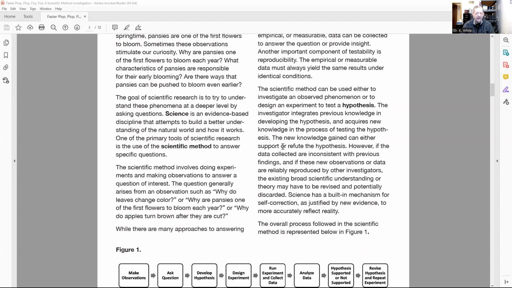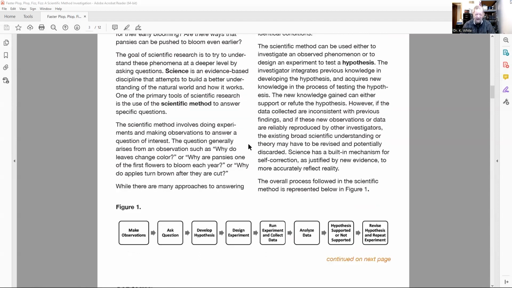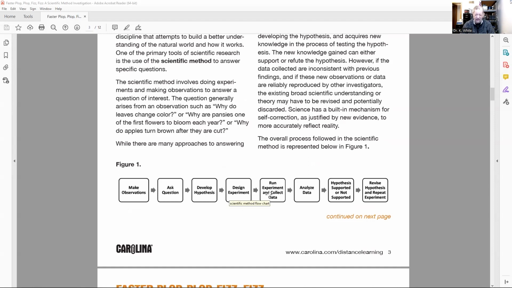Well, here you're trying to answer a question. You form a hypothesis that you think explains what's happening. And you design experiments to test that. You run the experiments, you analyze the data, you see if it supports your hypothesis, and if it does, you're done. And you use that knowledge to solve problems or do what you're trying to do.